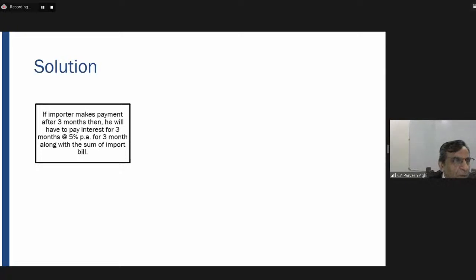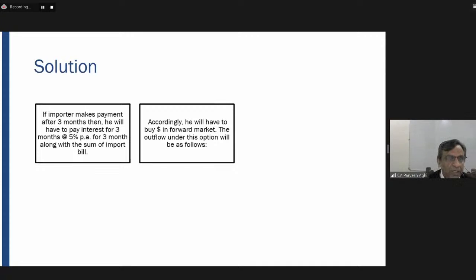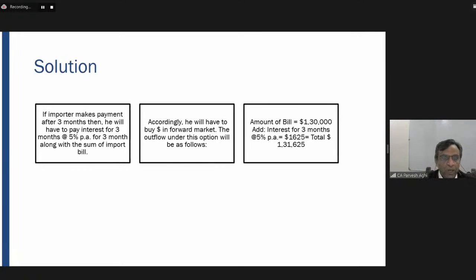Now if the importer makes the payment after 3 months, then he will have to pay interest for 3 months at the rate of 5%. So if he is going to make a payment after 3 months, he is going to pay interest to the exporter. Accordingly, he has to buy dollars in the forward market. The outflow under this option will be as follows. The amount of the bill is $1,30,000. Add interest for 3 months, which will be $1,625.